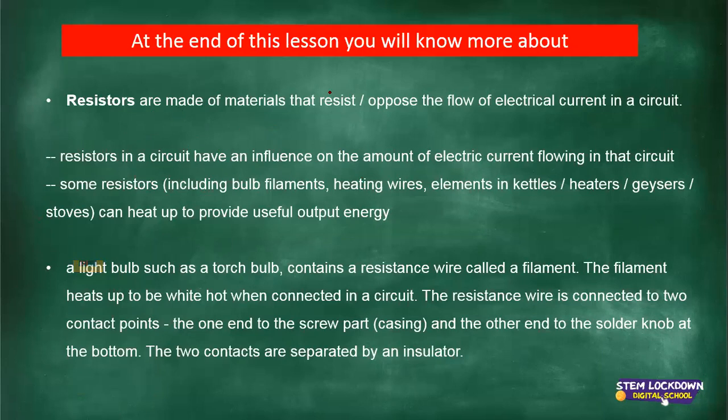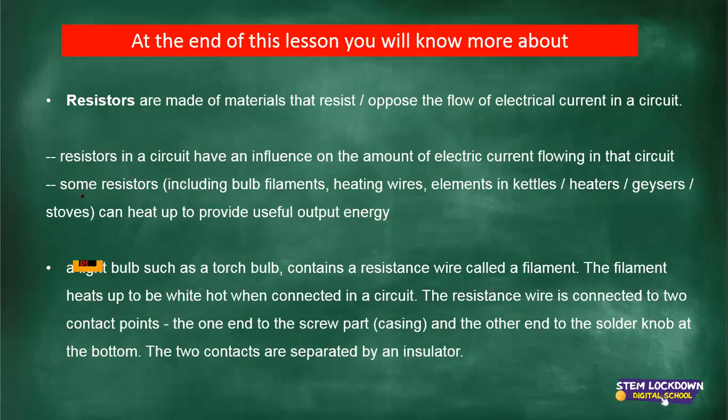Resistors are made of materials that resist or oppose the flow of electrons in a circuit. The main thing here is that it resists or opposes, which means to resist the flow of electrical current in a circuit. Resistors in a circuit have an influence on the amount of electrical flow in that circuit. So the resistor influences how much current is flowing in the circuit. It controls the amount of electrical current in the circuit.